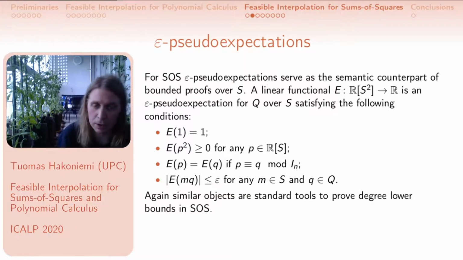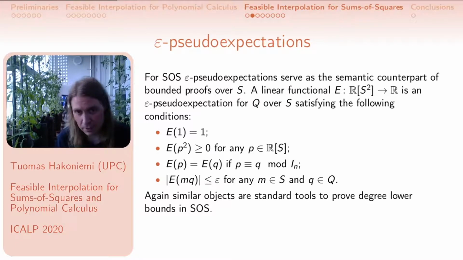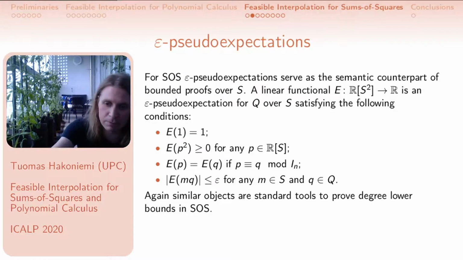So again, similar objects are standard to prove degree lower bounds in sums of squares. And we've just restated these for proofs over sets of monomials. Additionally, the fourth item on the list is usually stated in the form that E of MQ should be equal to 0. However, this is the correct form to argue against explicitly bounded proofs.